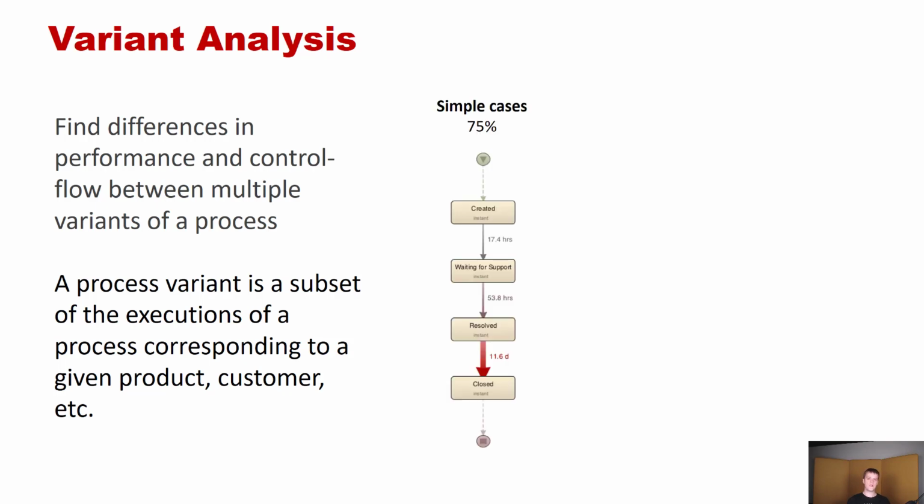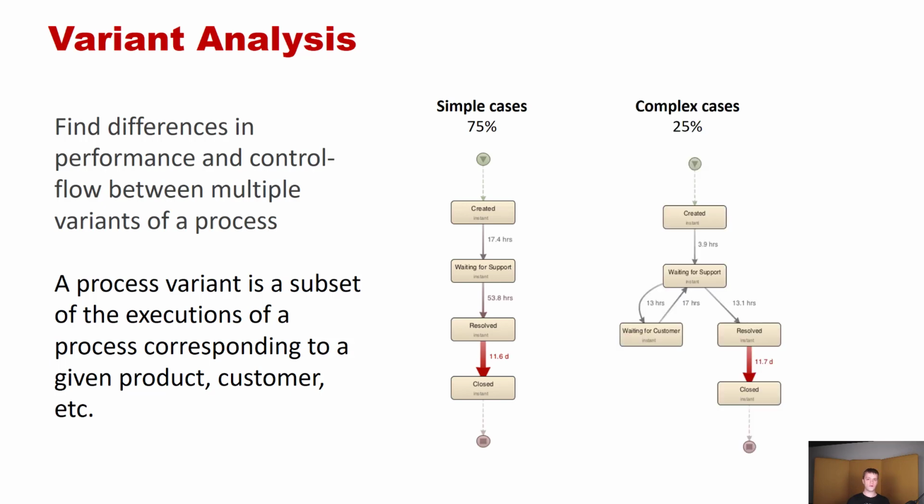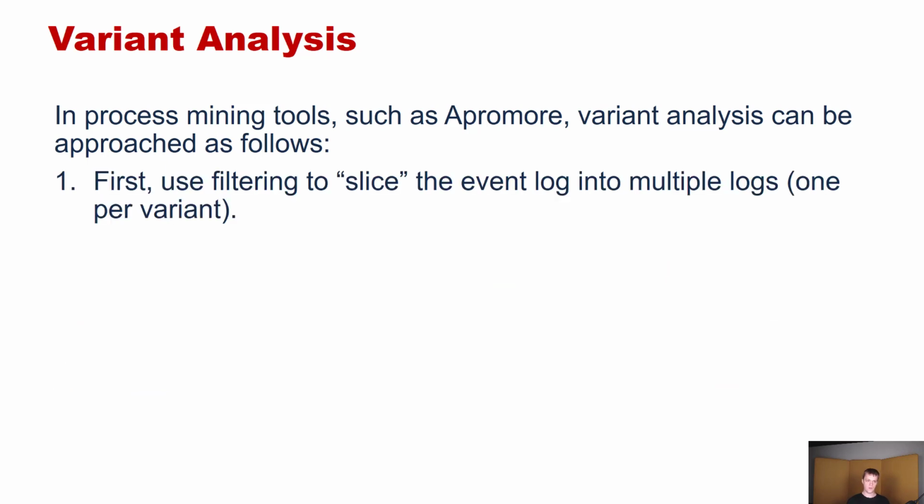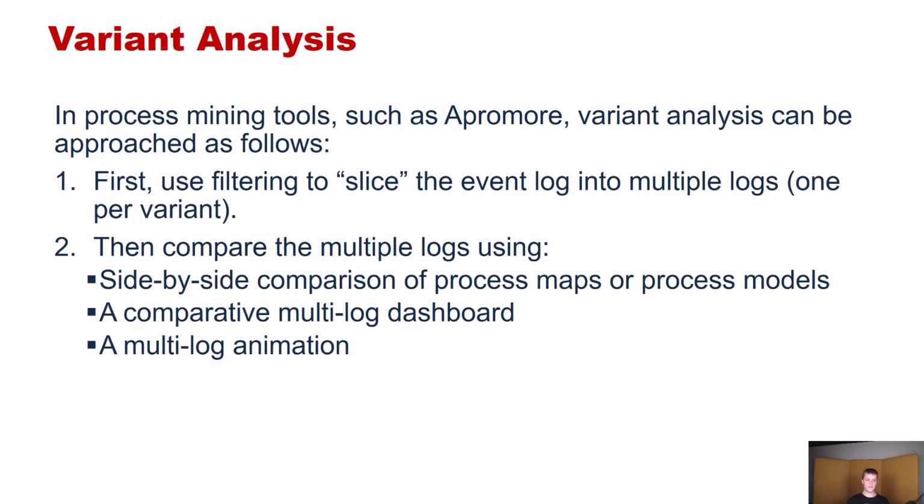For example, we could take cases that are relatively simple in terms of control flow, and compare them to cases that are more complicated. In process mining tools, such as Apromore, variant analysis can be approached as follows. First, we use filtering to slice the event log into multiple logs, 1 per variant. And then we compare the multiple logs using side-by-side comparison of process maps or process models, or a comparative multi-log dashboard, or multi-log animation.